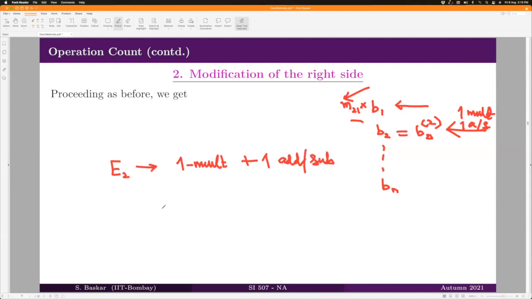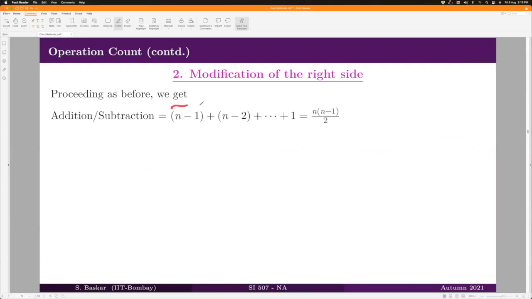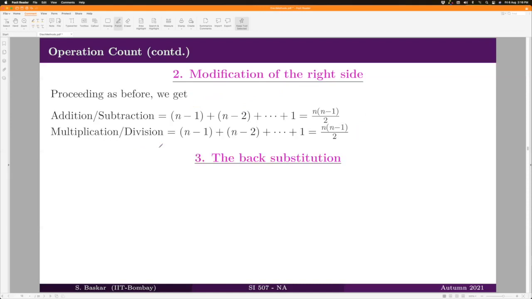And now how many such equations are there? There are n minus 1 such equations. Therefore, you have n minus 1 additions or subtractions and n minus 1 multiplications, no divisions, right? So additions alone in the first step will be n minus 1. The second step similarly will have n minus 2 additions and so on. And that can be written with this simple formula. And similarly, multiplication is also the same. Well, division you don't need to count. And coming to the back substitution, you can check that you have this many additions and subtractions.